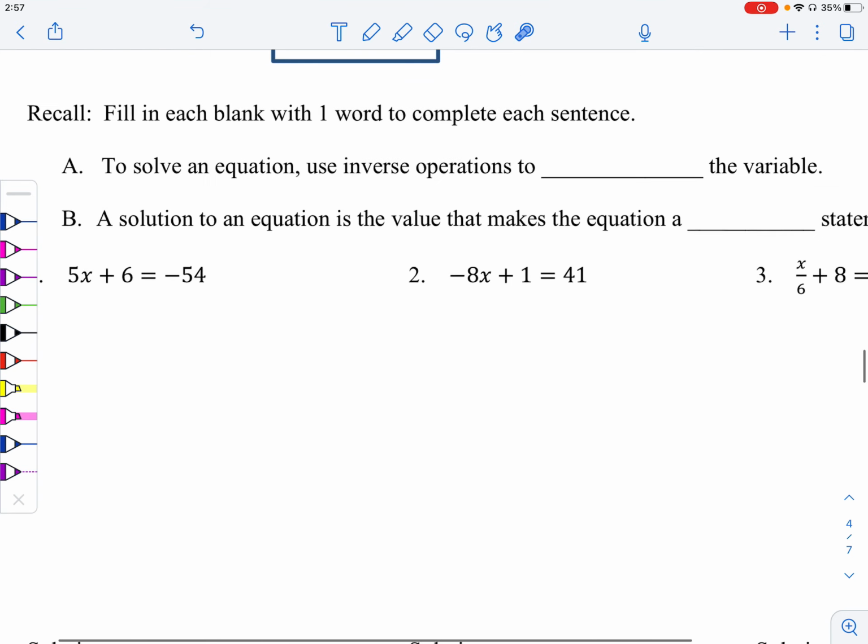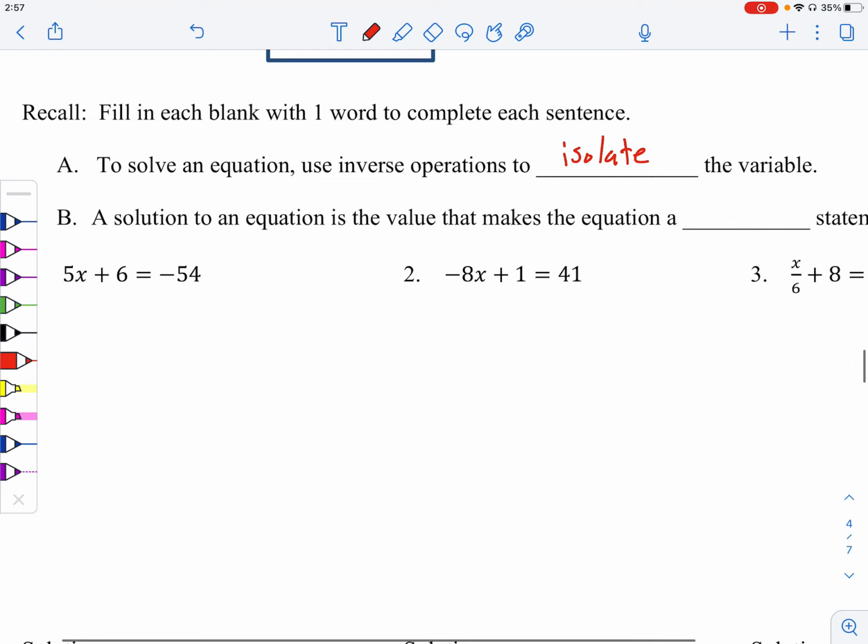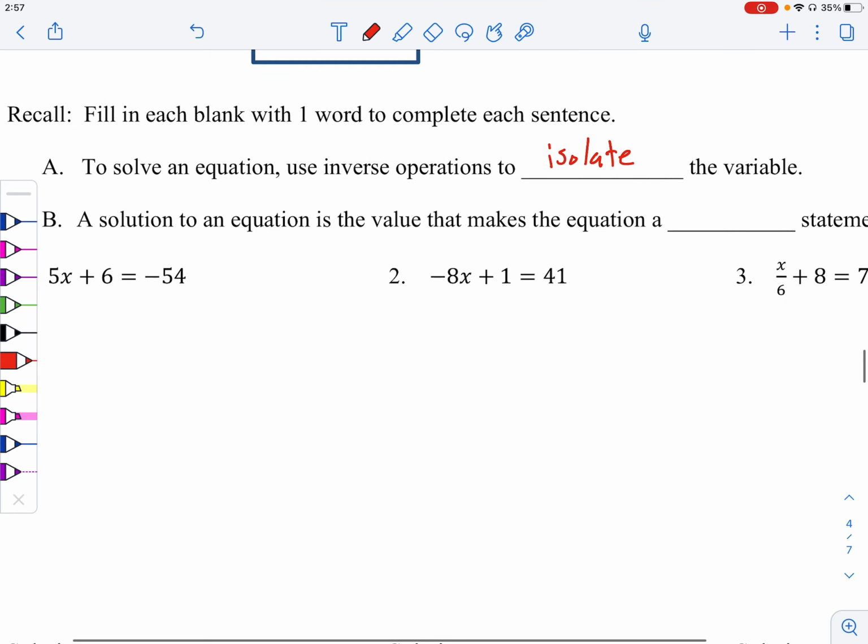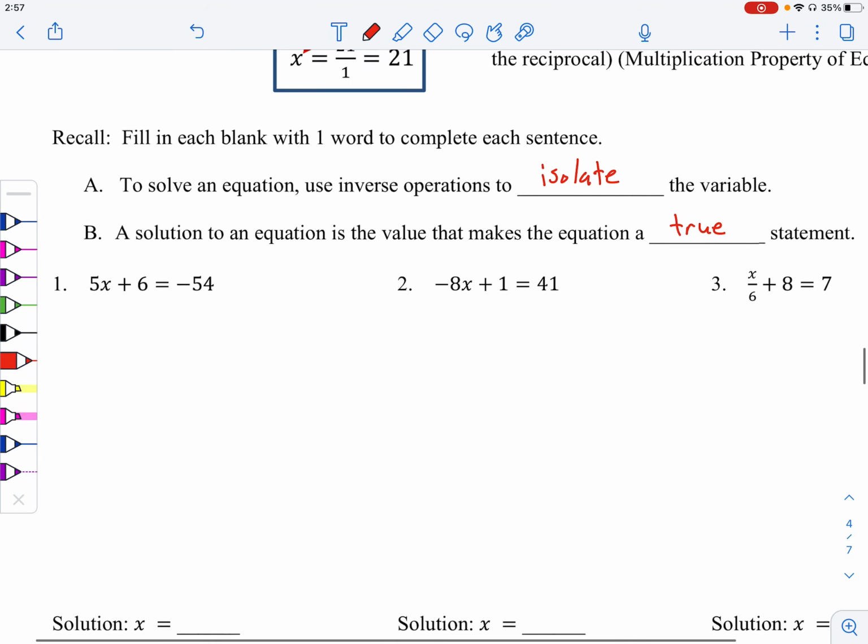Okay, recall, to solve an equation, use inverse operations to isolate the variable, because you want to isolate x. Be by yourself. All right, a solution to an equation is a value that makes the equation a true statement. Has to make it a true statement.